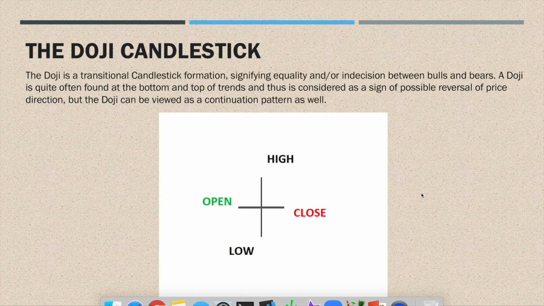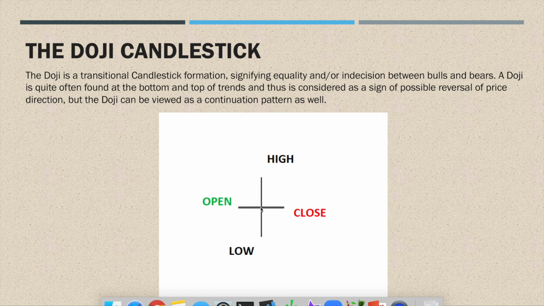So a typical doji looks like this. What you'll notice is the candle looks kind of like a plus sign. So let's say Apple opened here at this point at $100. The same day it went all the way up to 105, then it went all the way down to 95, and finally ended up closing at $100, at the same point.